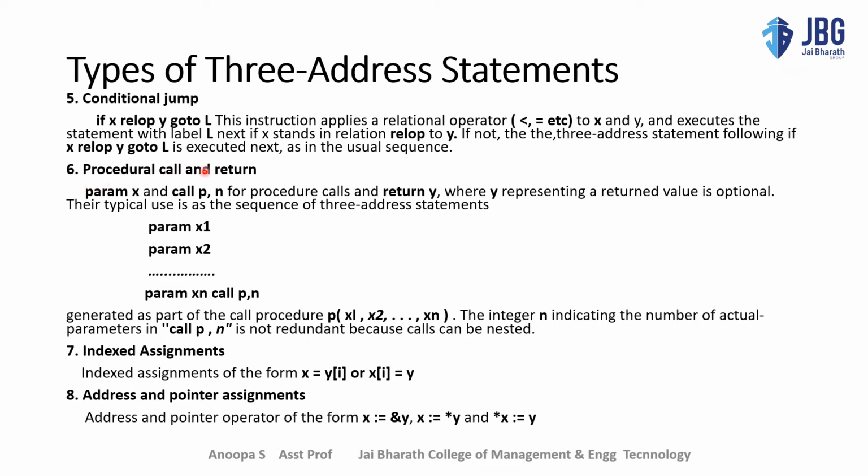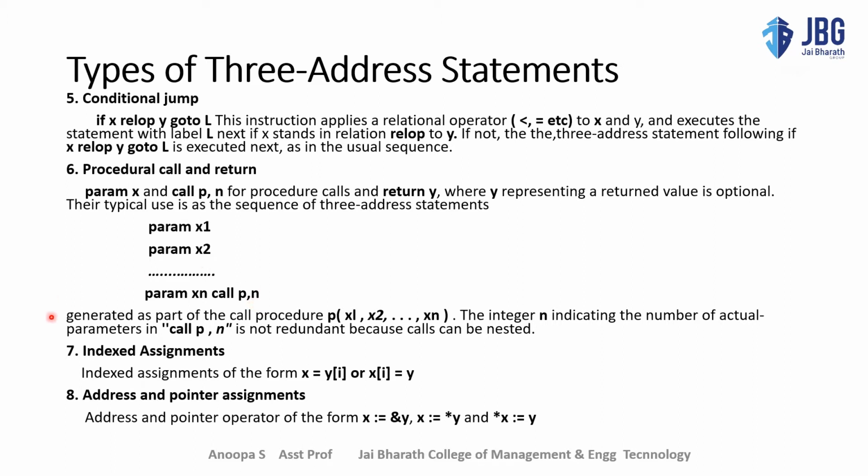Next is procedure call and return. So a general form of procedure is like this. We have a function name, then we will have a set of arguments. It is represented in three address form in this way. Each parameter we will represent with param: param x1, param x2, up to param xn we will write. Then we will write call p comma n, where n is the total number of arguments.